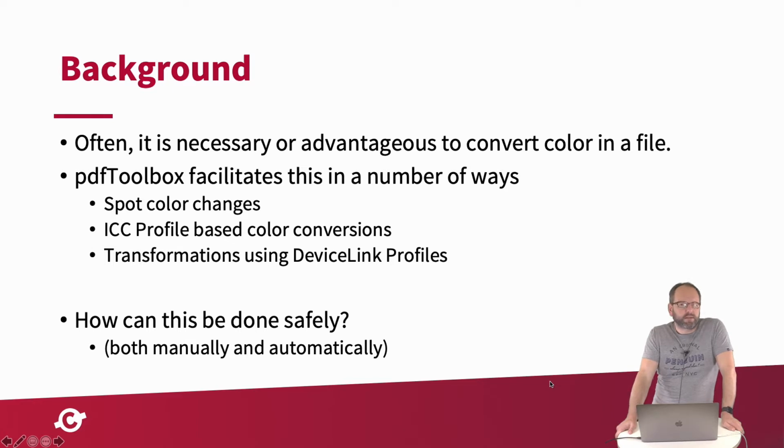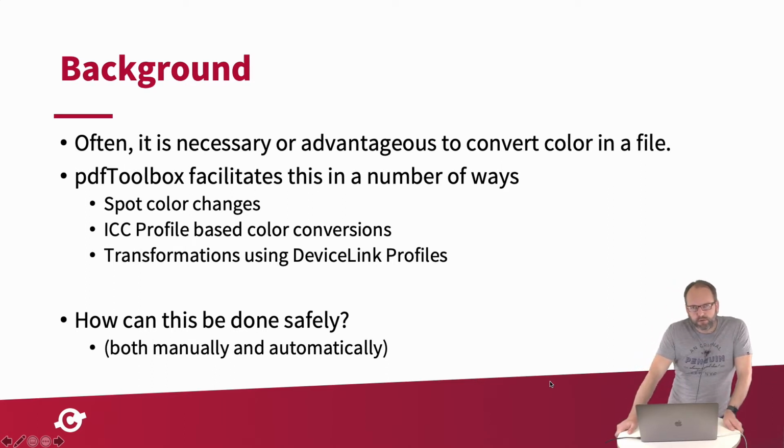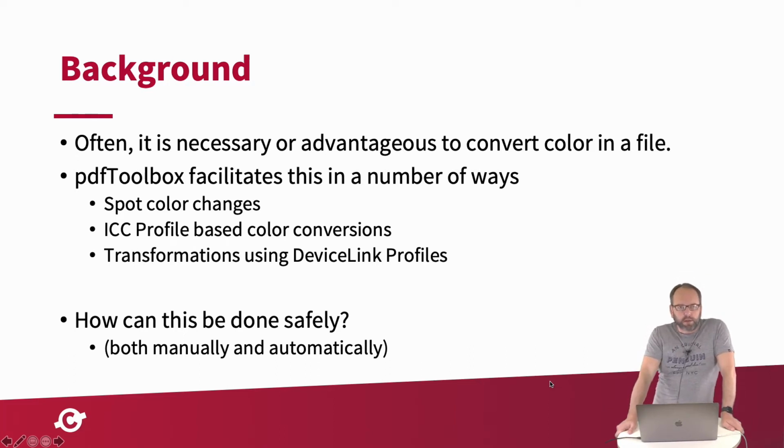Second thing that you can do is ICC profile-based color conversions, which means that, for example, I use a convert color fix-up to go from RGB content to ISO-coated V2 content. And then the last thing that you can do is you can do transformations using device link profiles. And that typically would be done, for example, to convert from one standard to the other. It could be sRGB to CMYK, but it could also be ISO-coated V2 to PSO-coated V3, for example. And you can also use device link profiles to do things like ink save and similar applications.